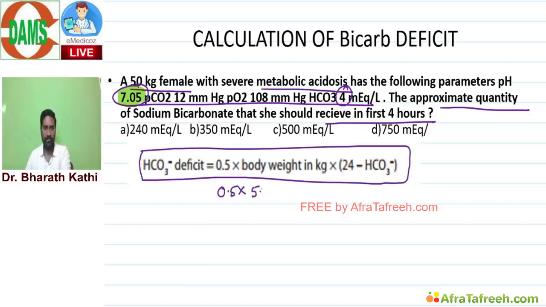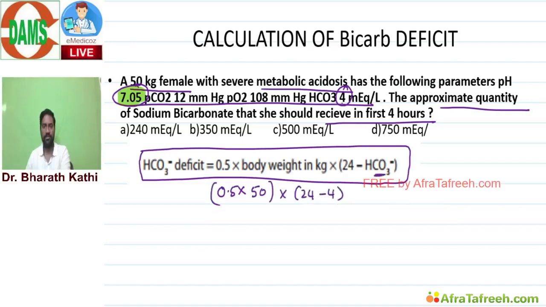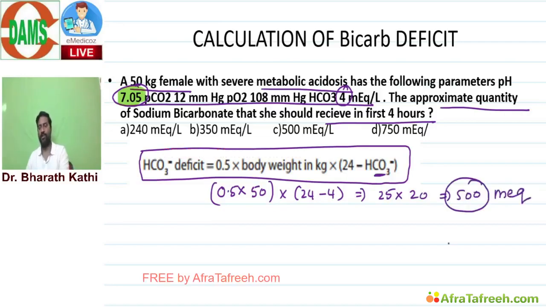How much is body weight? 50, into 24 minus 4. Bicarbonate given in the question is 4. So 0.5 into 50 is 25, into 20. So this is the bicarbonate deficit. This 500 milliequivalents is the bicarbonate deficit.